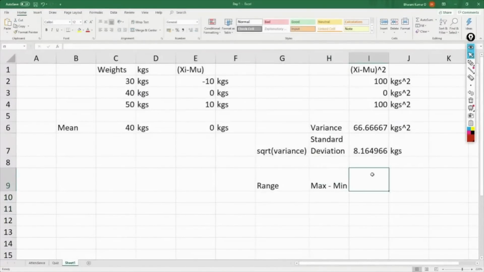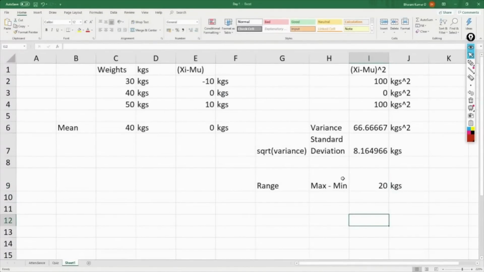What is the maximum value of your data set here? It is 50. That's the maximum value. Minus, what is the minimum value in this? Minimum value is 30. So that is going to be your range.